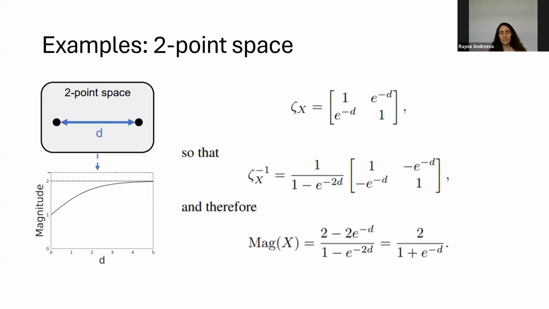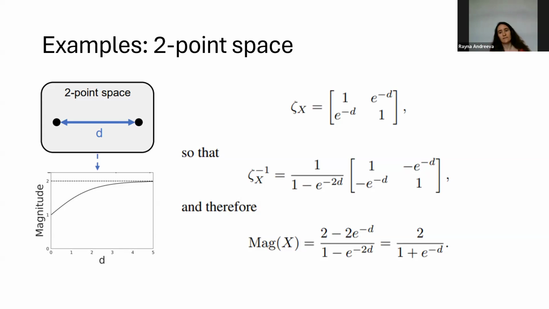So how does that work in terms of the formulas I mentioned first? We first formulate the similarity matrix. It's the matrix with ones on the diagonal, because the distance between a point and itself is 0 and e to the 0 is 1. And we have e to the minus d on the off-diagonal entries. Then we find the inverse, so just trust me that this is the formula for the inverse. Therefore, summing over the entries, we arrive at 2 over 1 plus e to the minus d.